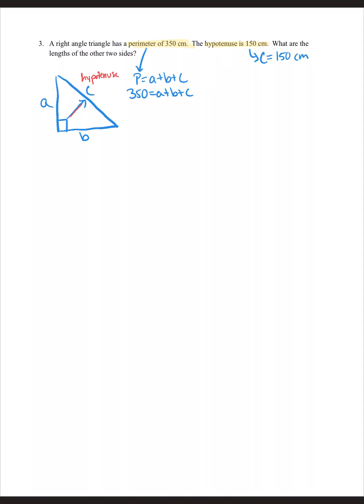So we're going to plug that in to the perimeter equation we already have. So we'll have 350 equals A plus B plus 150. Okay, from there we can start to try to isolate, but we do have two variables. So I'm going to at least bring over the 150 by subtracting it. And we'll have that equals A plus B. So 200 equals A plus B.